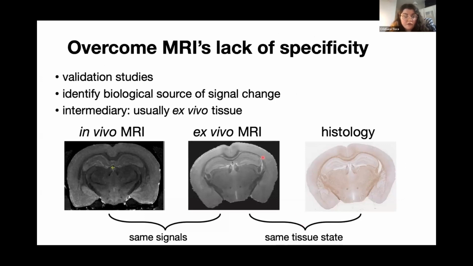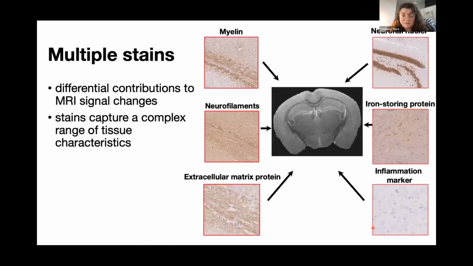Ex vivo MRI is usually used as an intermediary between in vivo MRI and histology, as it offers us the same signals as in vivo MRI and has the same tissue state as our slices that we obtain in histology. Another advantage of histology is that we can have multiple stains. So for example, a change in one particular MRI parameter can be due to multiple changes in tissue microstructure that happen at the same time.